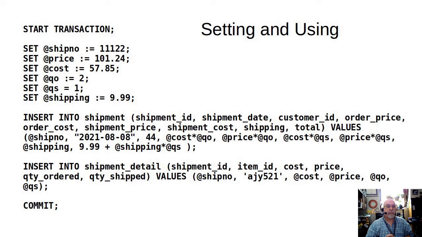You can then see that the same variables of cost, price, quantity ordered, quantity shipped, and shipment number are used in another insert statement. That allows you to change it in one place up at the top and it be changed everywhere, and the new value or the current value is used in all of the subsequent statements within the transaction. So you can see that we start a transaction and commit a transaction. That's kind of neat, isn't it?